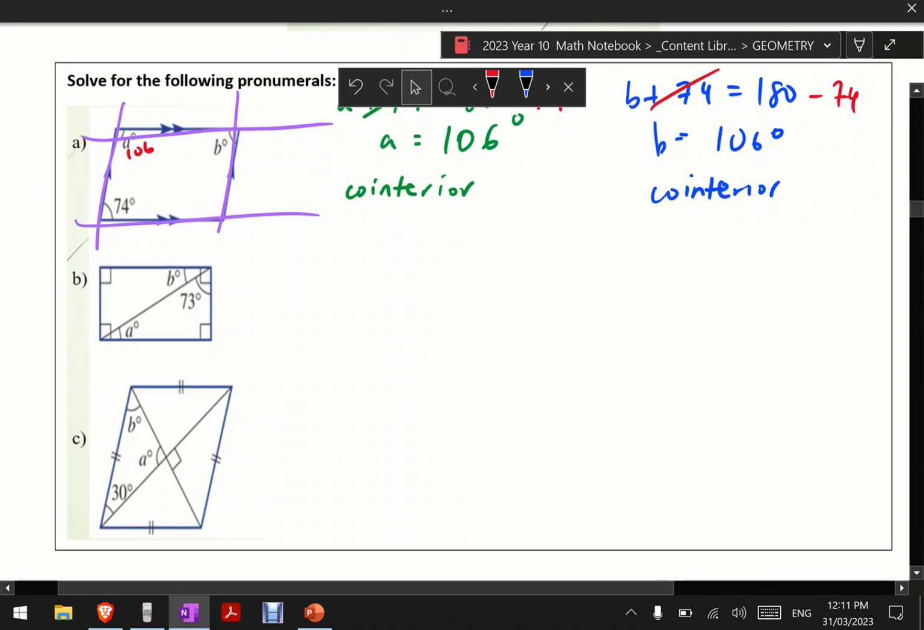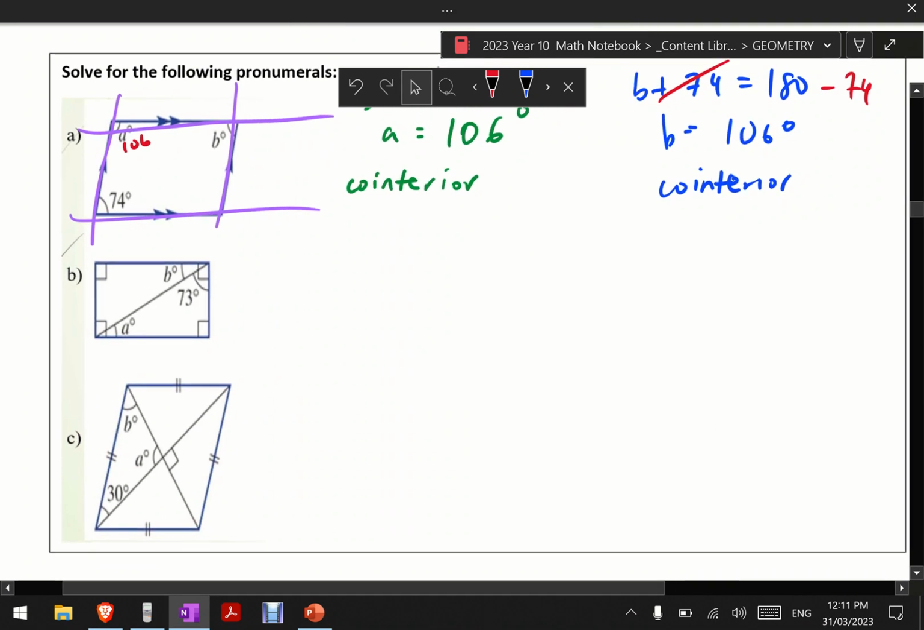All right, let's do question B. So we're looking for angle A and angle B there. Let's do B first. Right, that's an easy one.